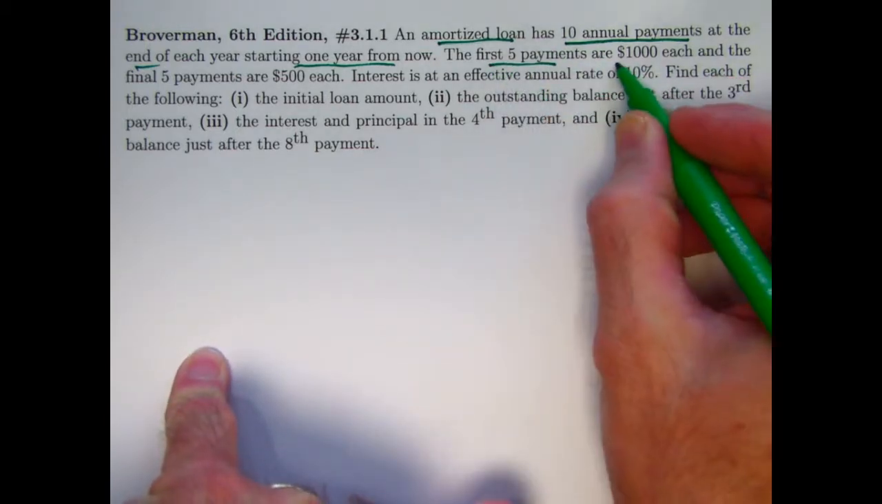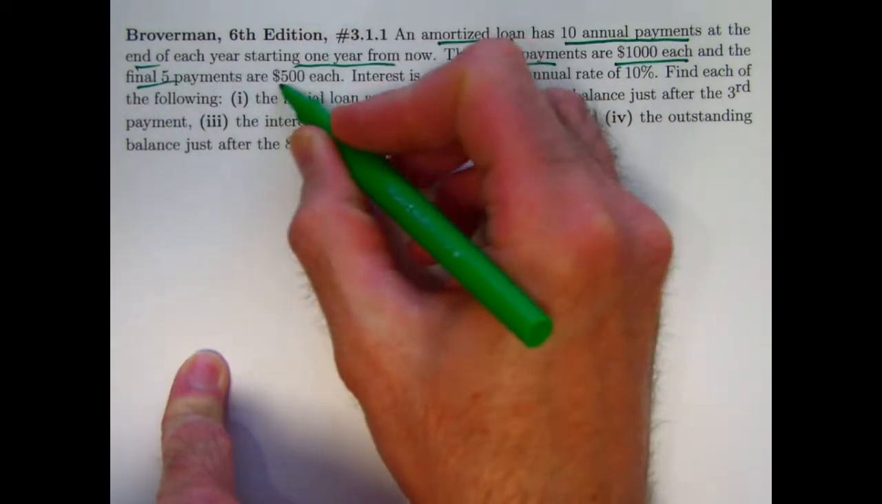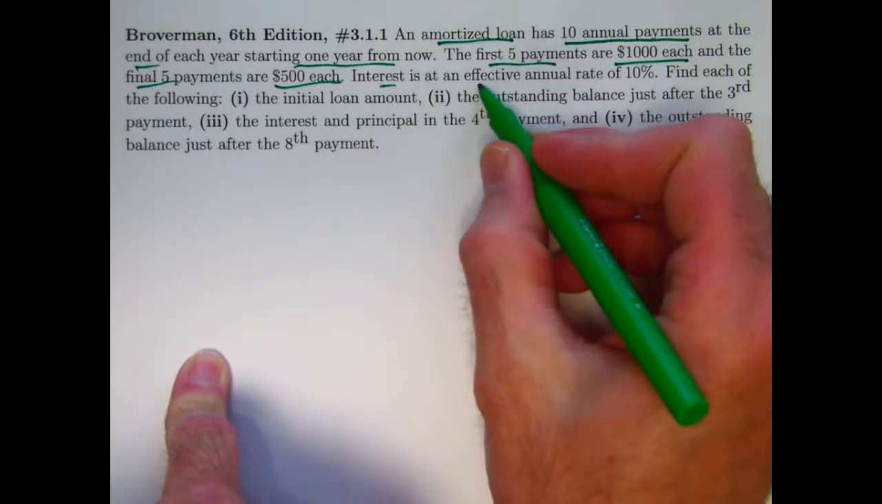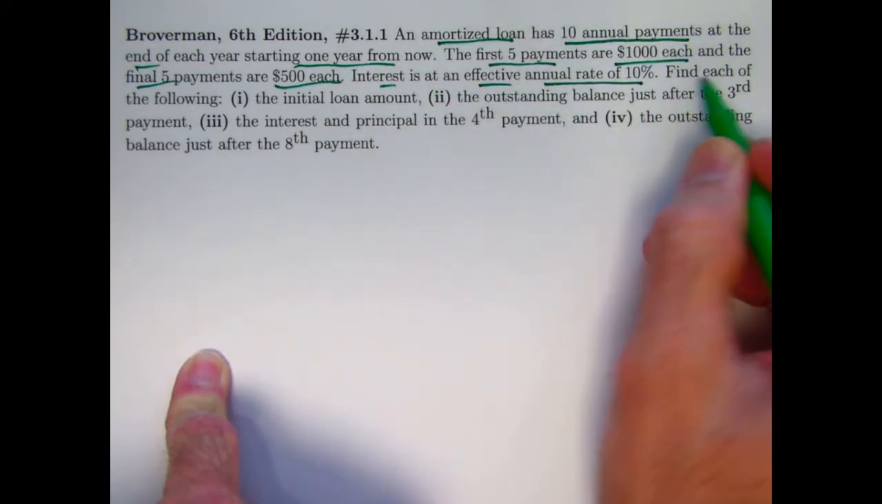The first 5 payments are $1,000 each, and the final 5 payments are $500 each. It's not a level annuity. Interest is at an effective annual rate of 10%. Find each of the following.